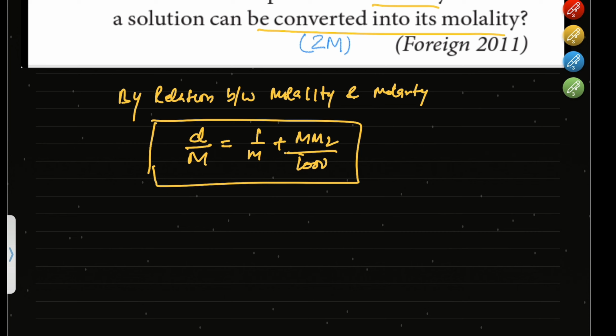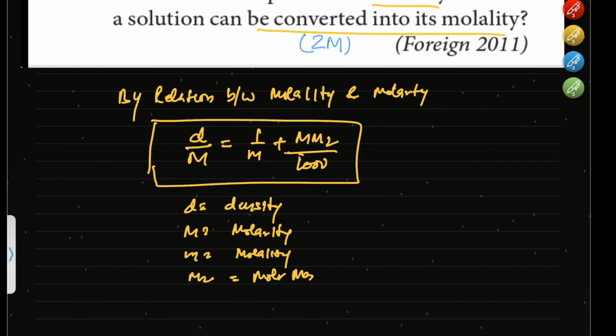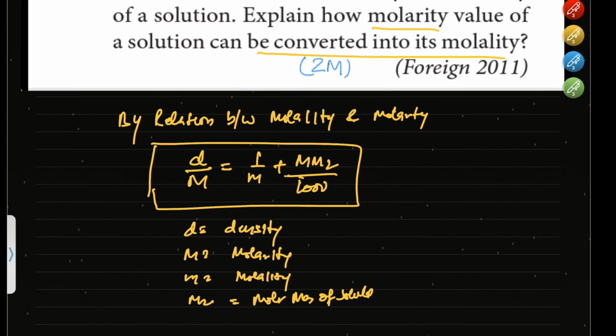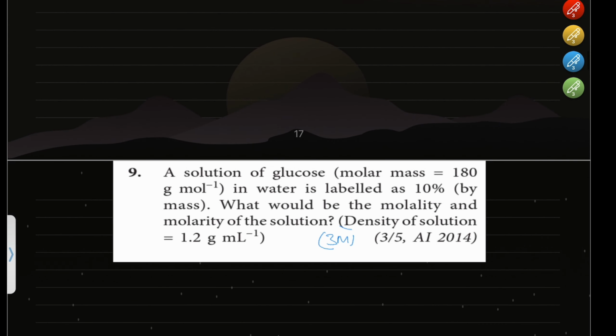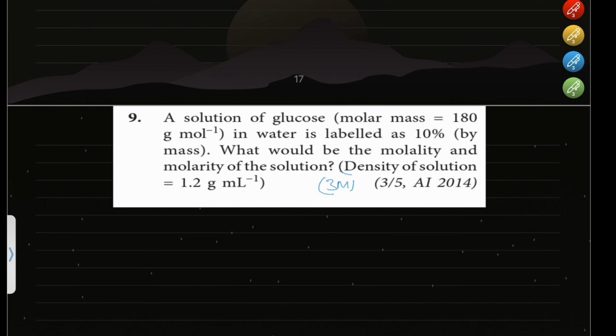Here we can write the meaning of each symbol. D is the density, capital M is the molarity, small m is the molality, M2 is the molar mass of solute. Okay, now move to the next question. Such type of question is repeated, we have done earlier.